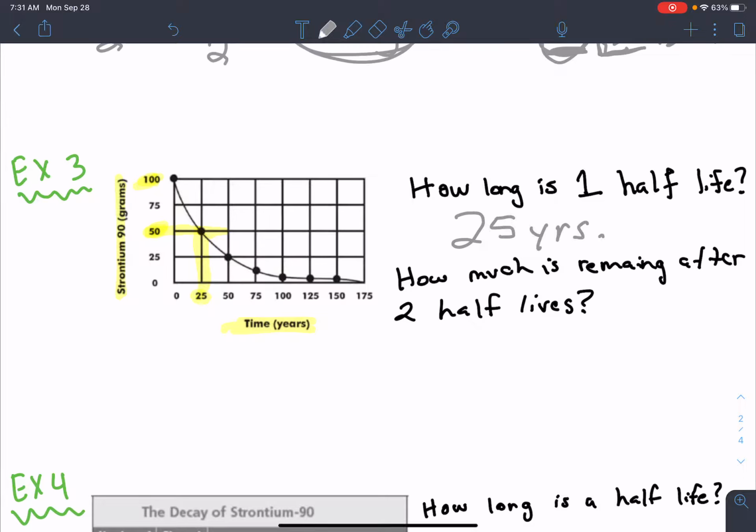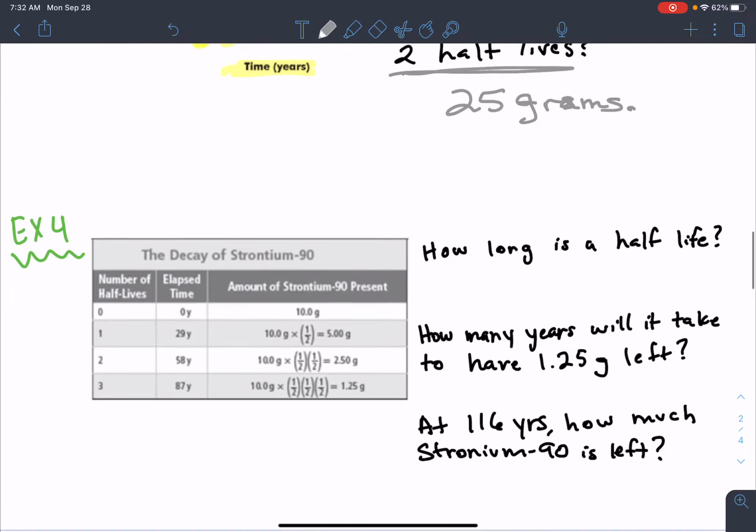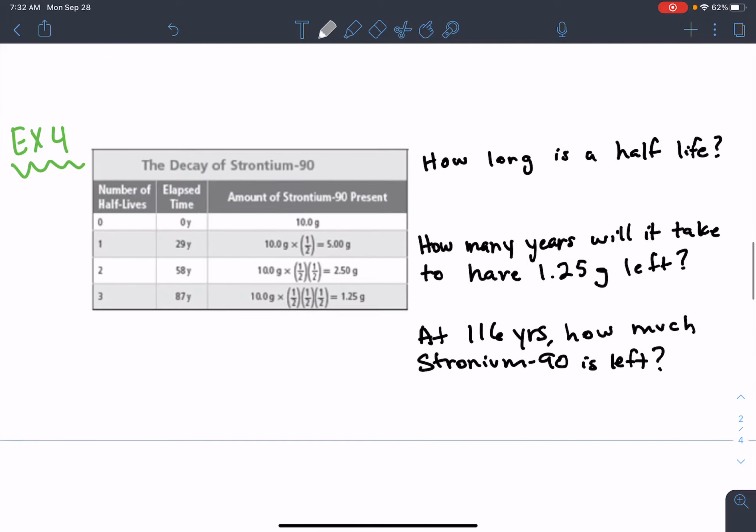Okay, this next is asking us for how much is remaining after 2 half-lives. So we go to our graph, we see if 25 is one half-life, then our next half-life will be at 50. And so if we look up here at 50 and we go to our side, we see that there's 25 grams left. Alright, so they'll ask you questions like this, or you're going to have to learn how to read a graph and do the problems.